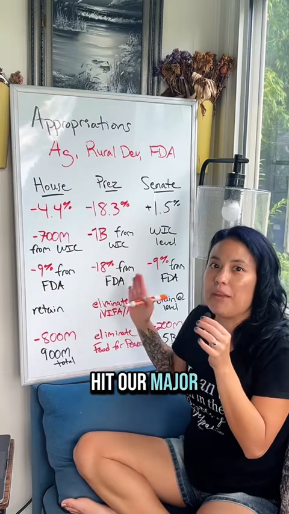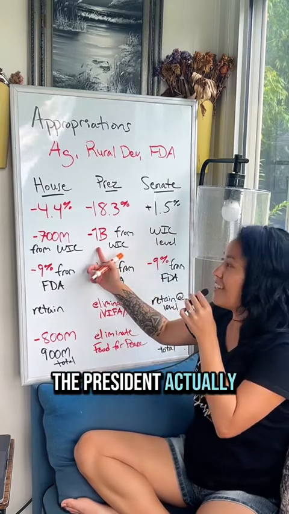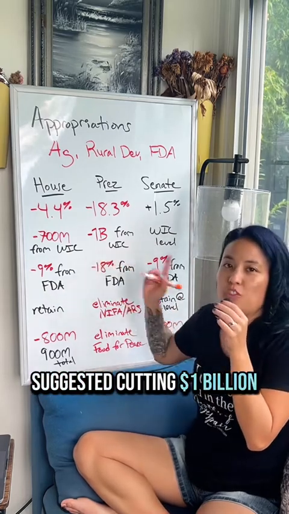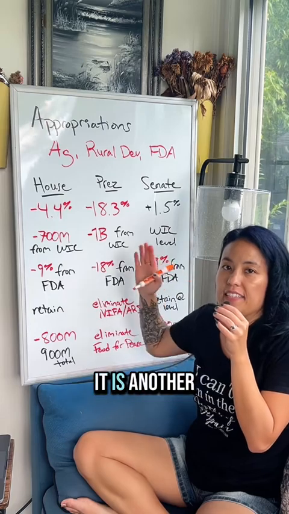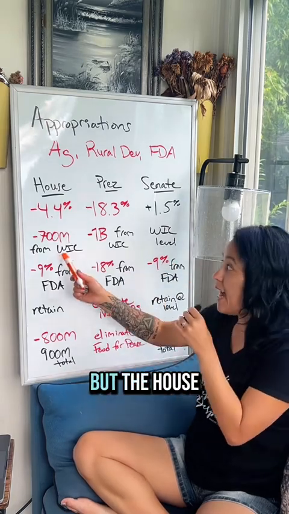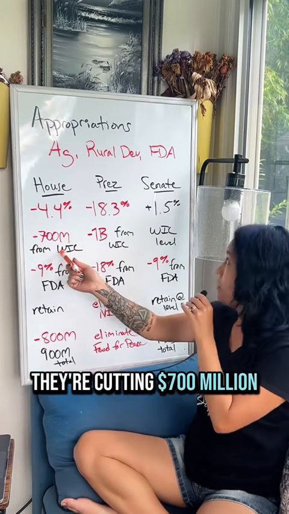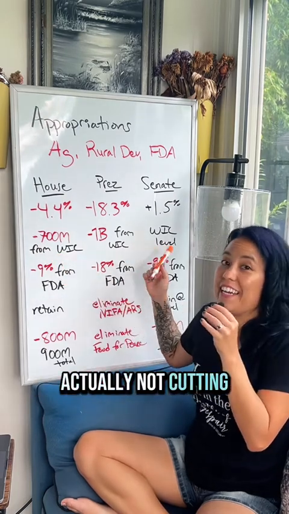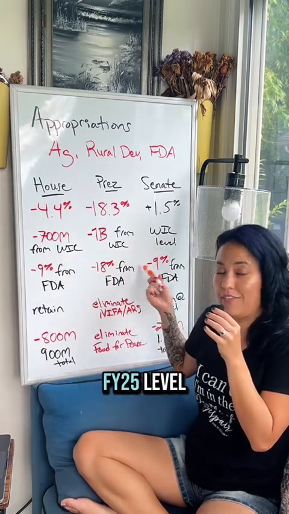And now we hit our major point of contention. The president actually suggested cutting $1 billion from WIC, Women, Infants, and Children. It is another supplemental program, just like SNAP. Both chambers went, we're not cutting $1 billion, but the House got a lot closer. They're cutting $700 million. The Senate is actually not cutting any. They are leaving it at the FY25 level.